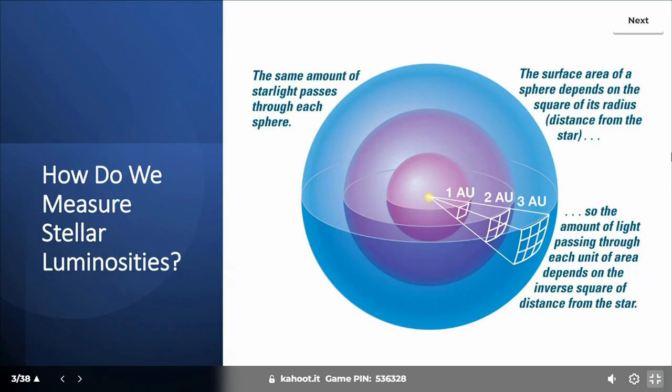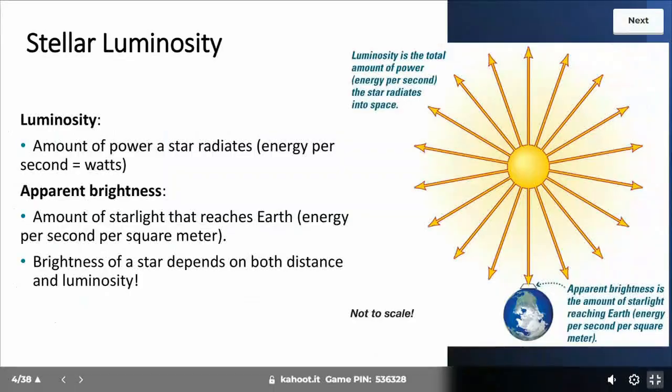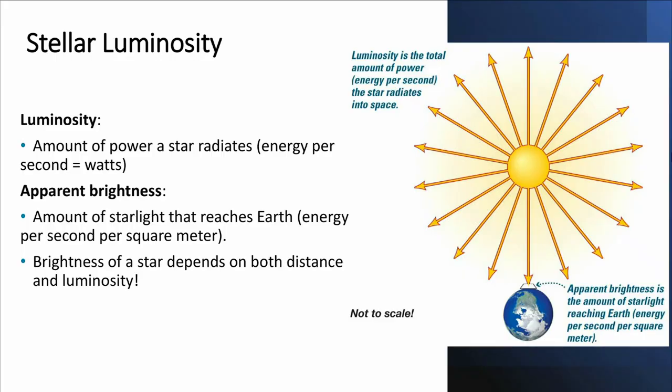So we've talked about luminosity before, and this is the total energy that is being output by the star in any given time. So luminosity is total energy output, and then brightness is the amount of that energy that you receive in some area. So if we're talking about the brightness of the sun, that would be the amount of energy coming from the sun that hits the Earth.